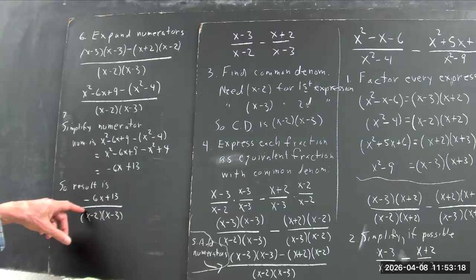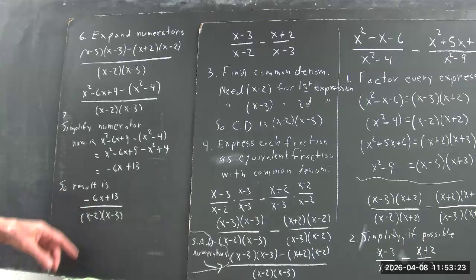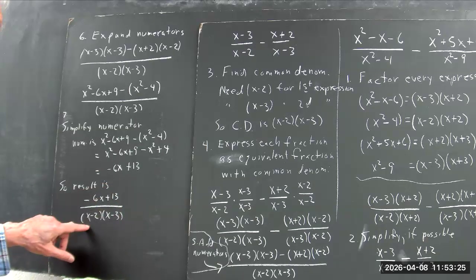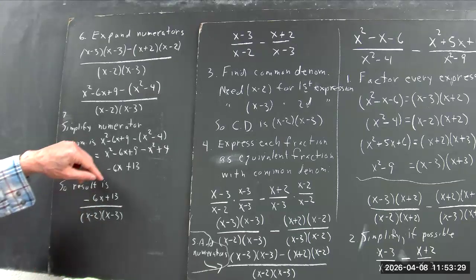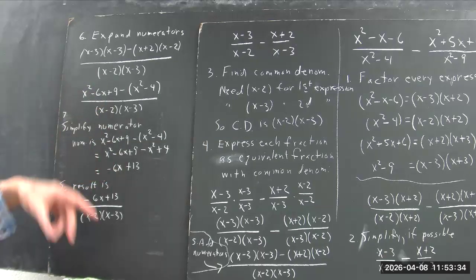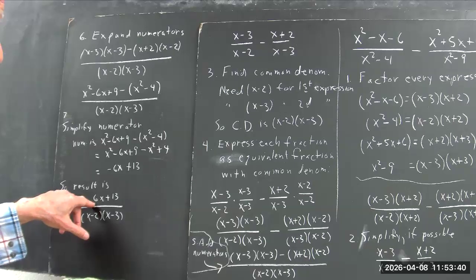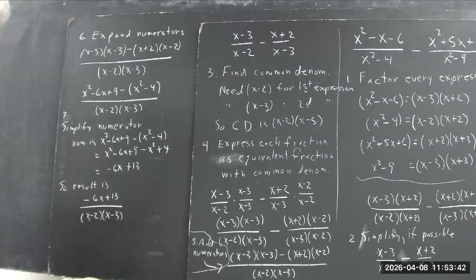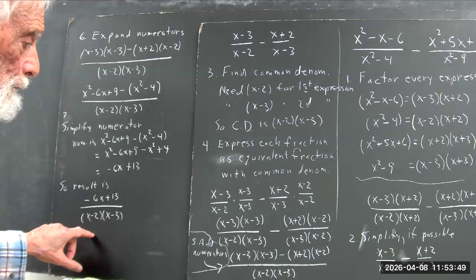Now, if it was negative 6x plus 12, we could factor out a negative 6 and get an x minus 2, which would divide into the x minus 2 in our denominator. But it's negative 6x plus 13, and that doesn't factor. 13 is a prime number, and 6 doesn't contain 13 as a factor, so we're not going to be able to simplify this. This stands in my classes as a final result.